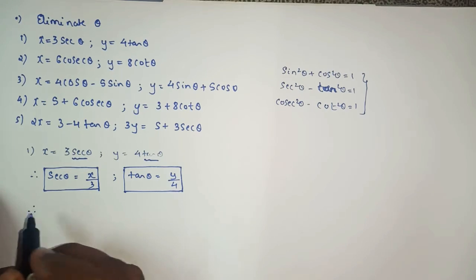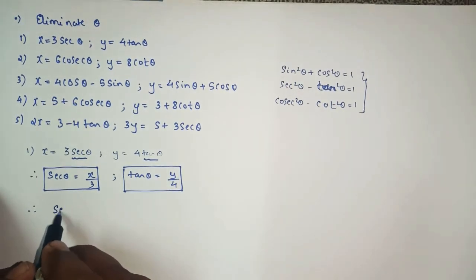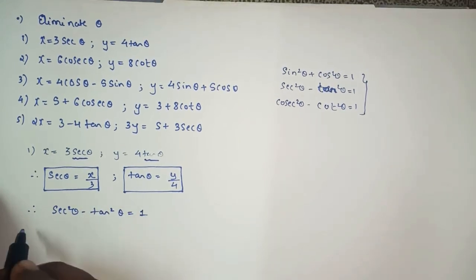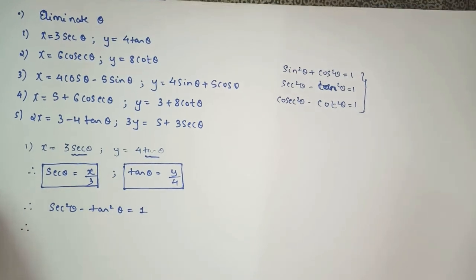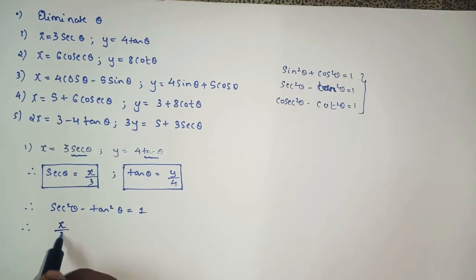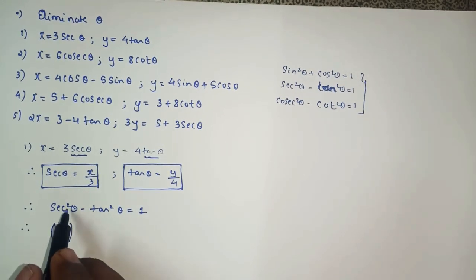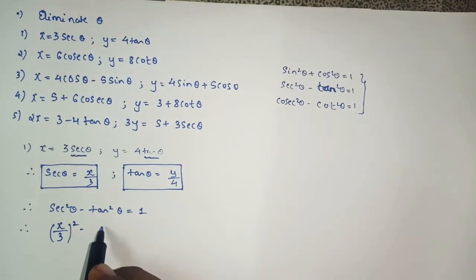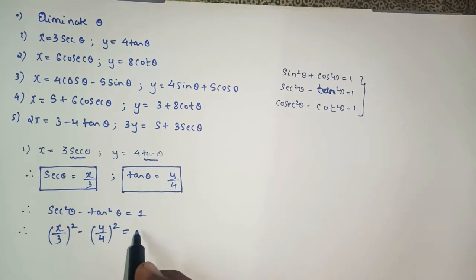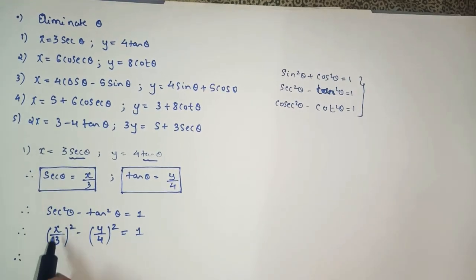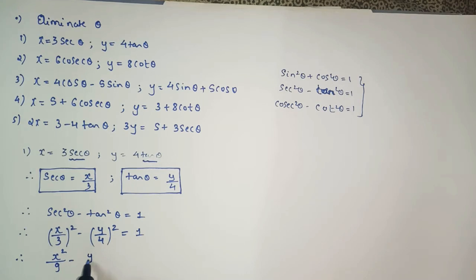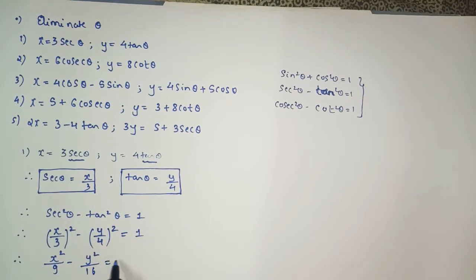So we know that the relation between sec and tan is sec square theta minus tan square theta equals 1. As I told, simply find the value of sec and tan and substitute the value. So sec theta is x by 3, and here we have square, so we'll write square. Tan theta is y upon 4, and square of that value equals 1. So x square upon 3 square, which is 9, minus y square upon 4 square, which is 16, equals 1.